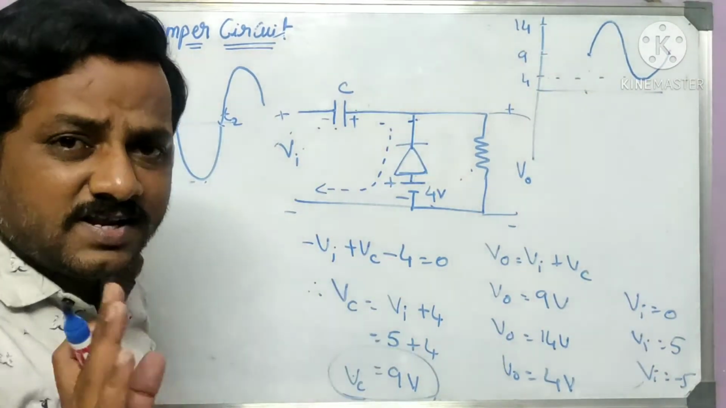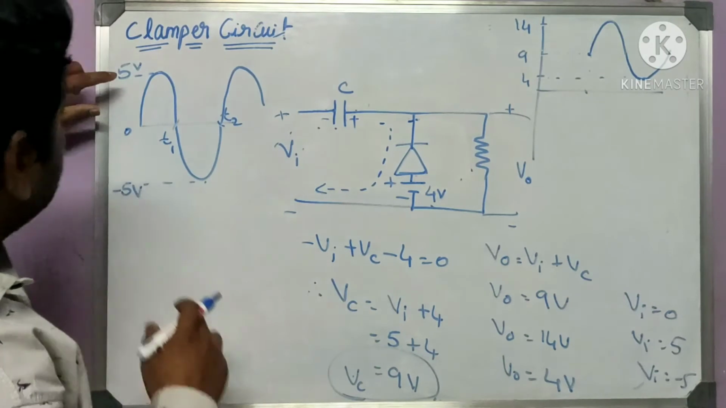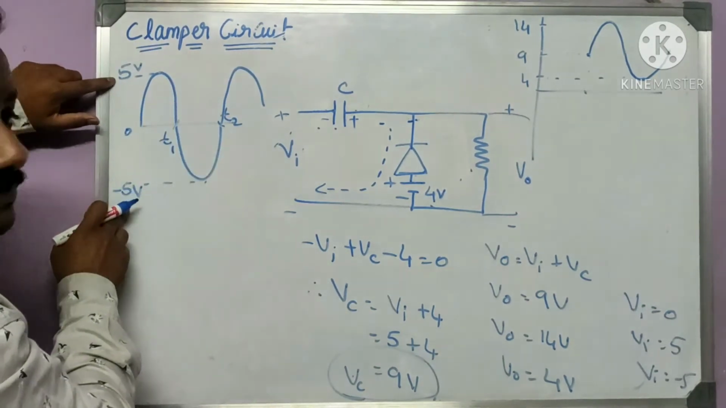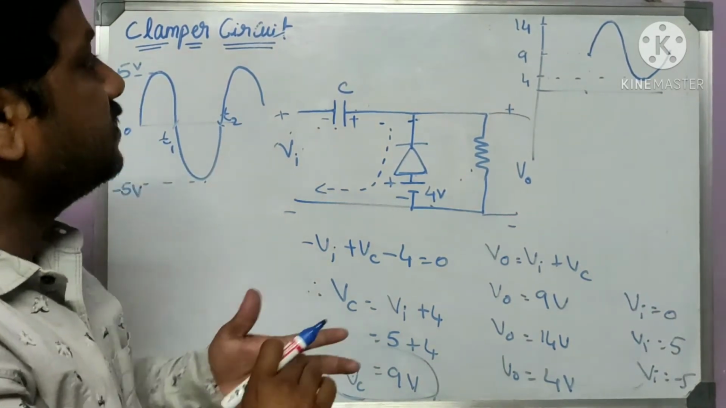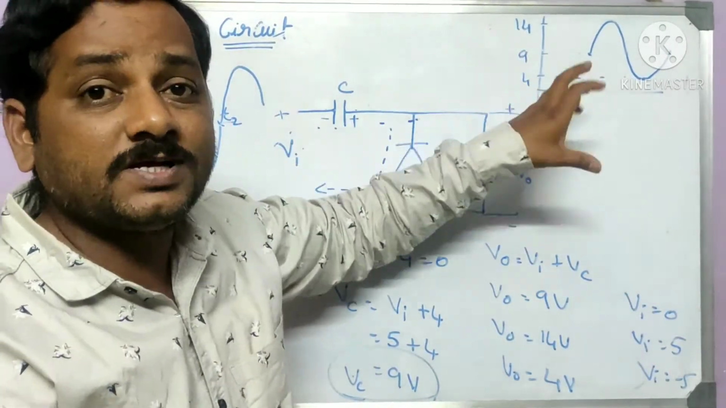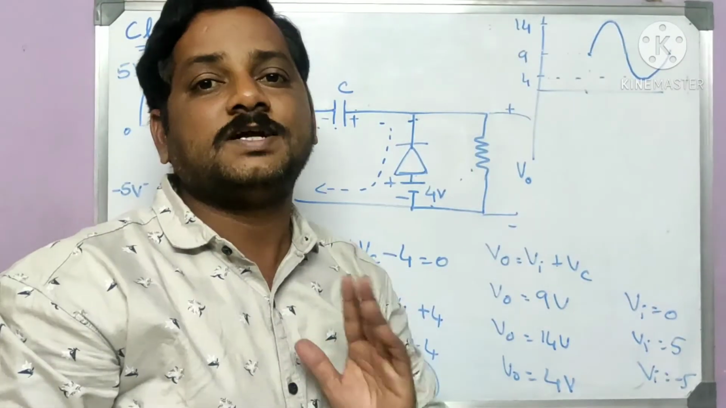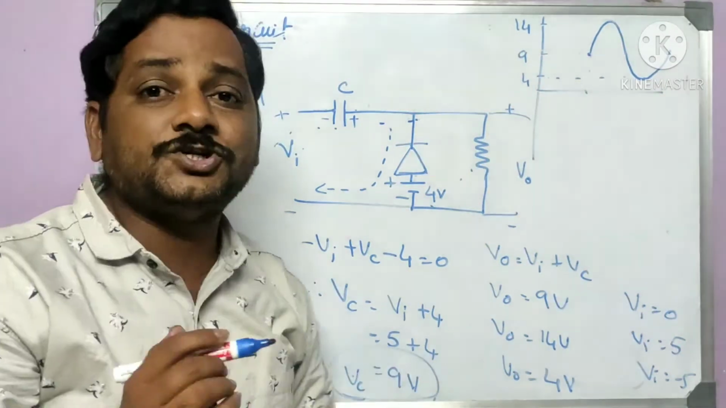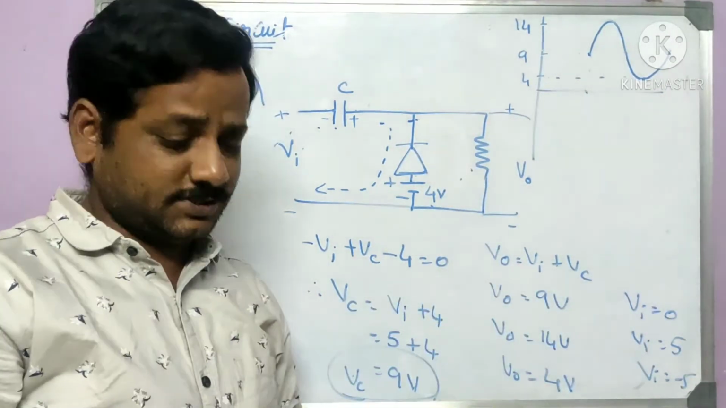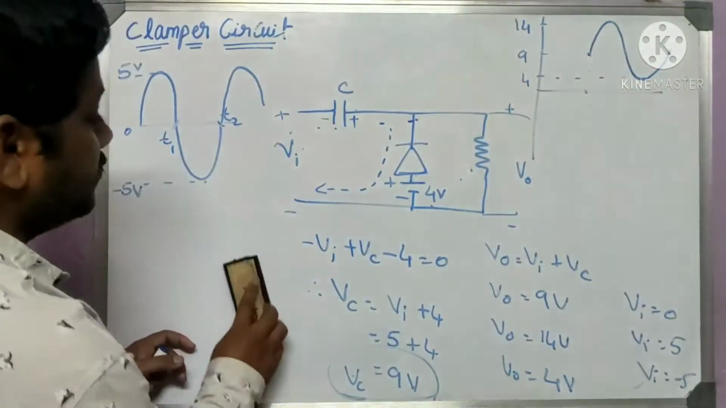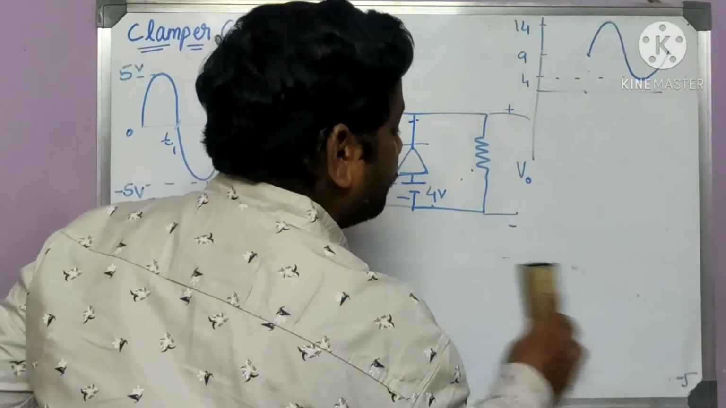Finally you should cross check it like this. Here the peak to peak value is plus 5, minus 5, so peak to peak is 10. Same way here, 14 and 4, peak to peak remains the same. It is 10, so that should not change. Now let me tell you the short trick to get this without these expressions.